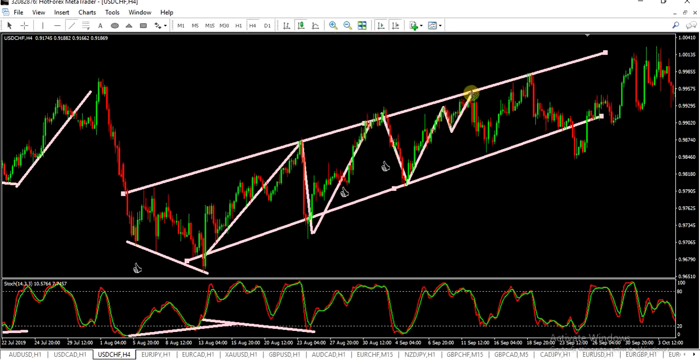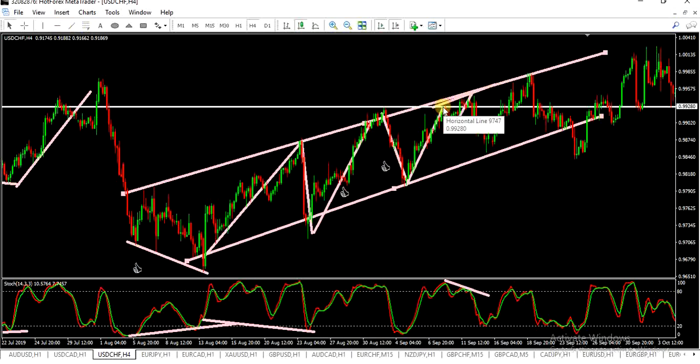But was it the same thing on the oscillator? The oscillator was falling while the price was rising. See what the oscillator was doing? Falling, while price was rising. So at that point, we waited for this price to come down and break and close below this level.